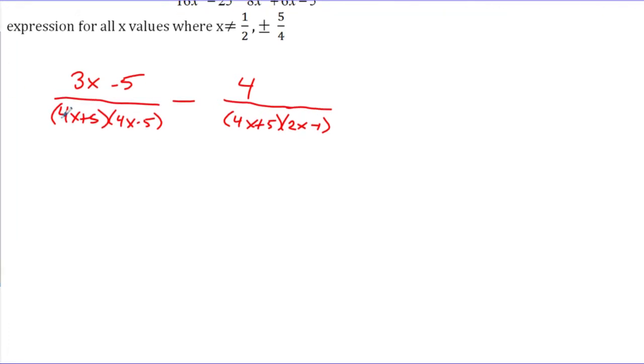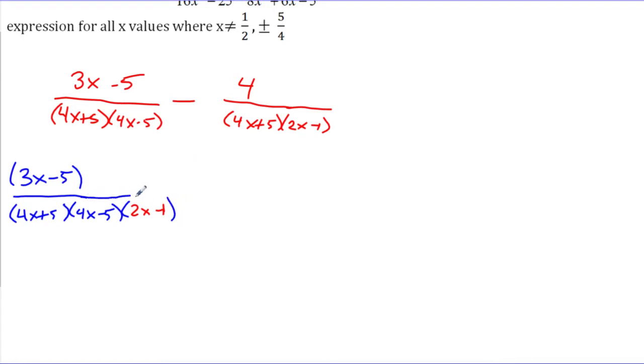and show that this works. So I'm looking at these denominators, and I'm noticing that the first denominator has a 4x plus 5 and a 4x minus 5, but it does not have this 2x minus 1. So I'm going to bring in a 2x minus 1. The numerator is 3x minus 5, that was there already. My denominator was 4x plus 5 and 4x minus 5, but I'm claiming that we need a new 2x minus 1. So I'm going to bring in the 2x minus 1.